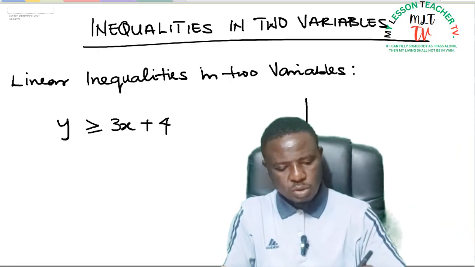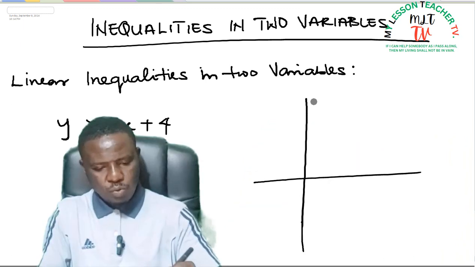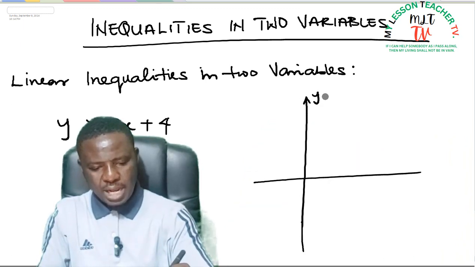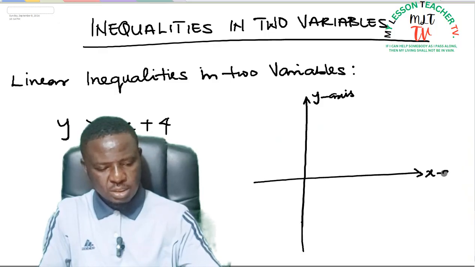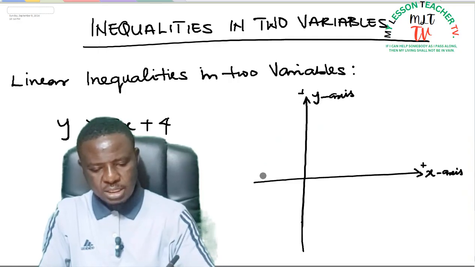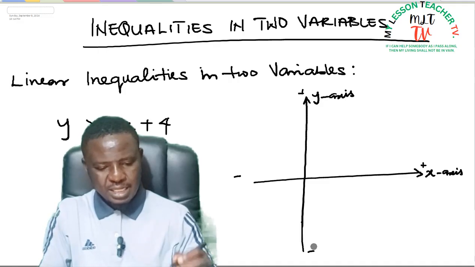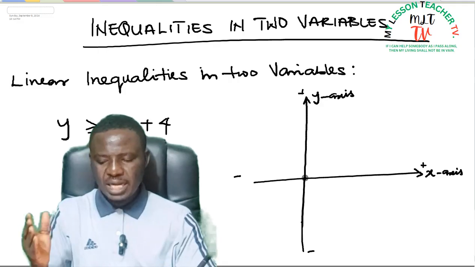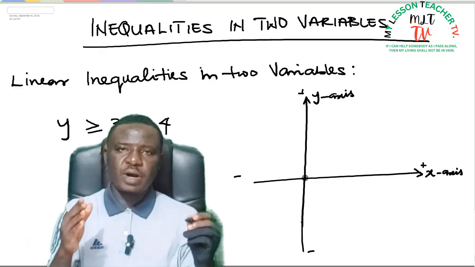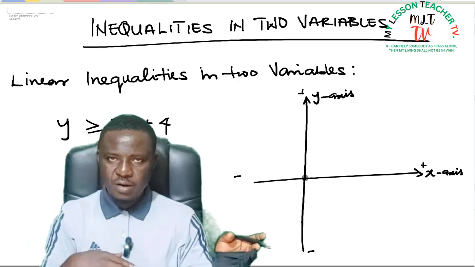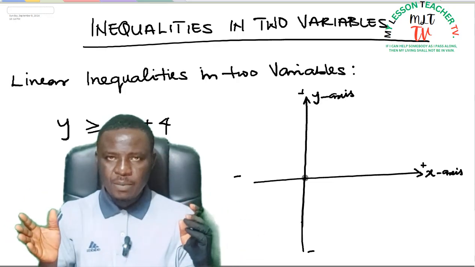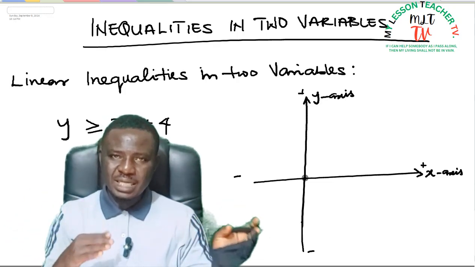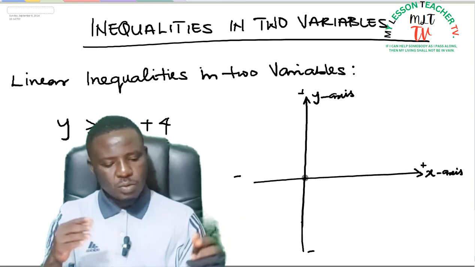For example, it looks something like this, where this is your y-axis and this is your x-axis. This is the positive x-axis, positive y-axis, negative x and negative y-axis. This point is said to be the origin. Now, just like I said, a linear inequality in 2 variables is said to be a straight line graph because it is linear, meaning it has only one intercept on the x-axis.